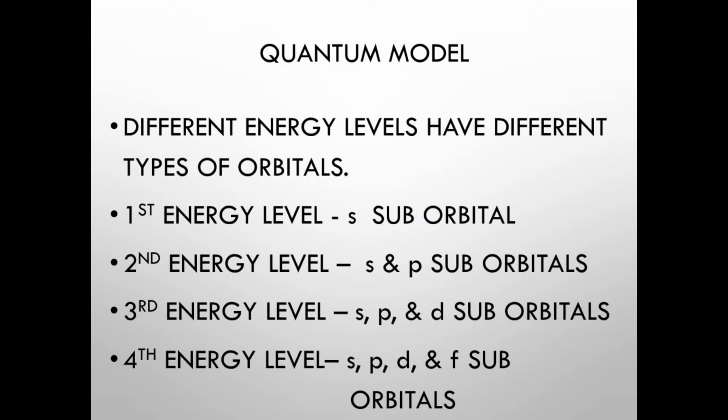Different energy levels have different types of suborbitals. The first energy level has the S suborbital. The second energy level has S and P suborbitals. The third energy level has the S, P, and D suborbitals. And in the fourth energy level, we have the S, P, D, and F suborbitals.